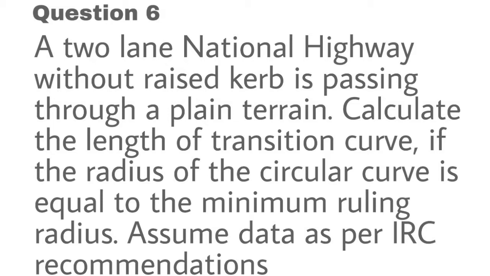So hence let us read the next question. A two-lane highway, national highway without raised curb is passing through a plain terrain. Calculate the length of transition curve if the radius of the circular curve is equal to the minimum ruling radius. Assume data as per IRC recommendations. So here you can see that the national highway is running through a plain terrain, and we need to find out the transition curve.